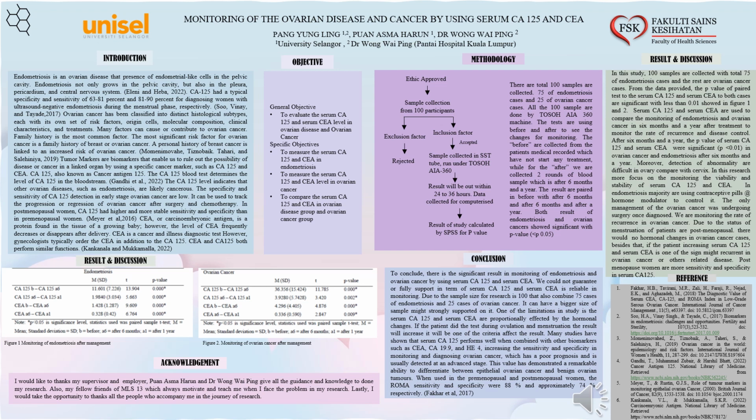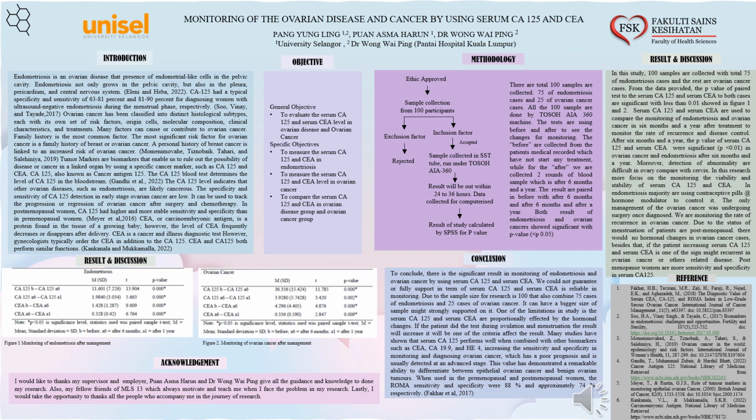Tumor markers are biomarkers that enable us to rule out the possibility of disease and cancer in the linked organs by using specific cancer markers such as CA125 and CEA. CA125, also known as cancer antigen 125. The CA125 blood test determines the level of CA125 in the bloodstream. The CA125 level indicates other ovarian diseases such as endometriosis, or likely cancer. The specificity and sensitivity of CA125 detection in early stage of ovarian cancer are low. It can be used to track the progress and regression of ovarian cancer after surgery and chemotherapy.